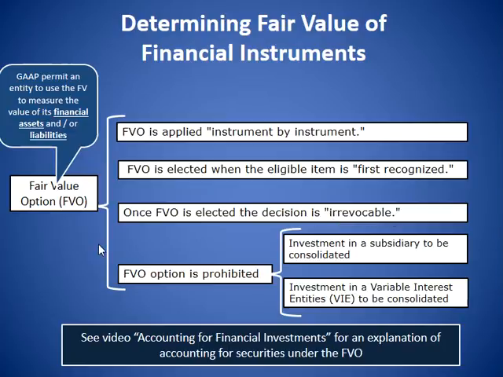Now, there are some cases where the fair value option is prohibited, and these are the two major cases. It's regarding consolidation issues, where the investment in a subsidiary is to be consolidated. We can't use a fair value option in that case. Also, investments in variable interest entities, VIEs, that are going to be consolidated, we can't use a fair value option in this particular case either.